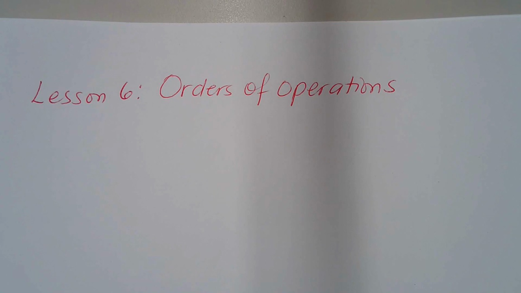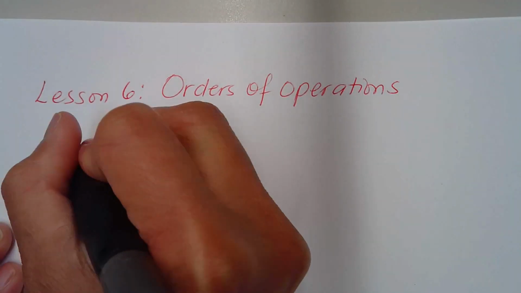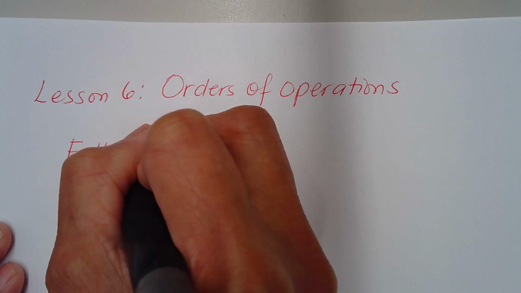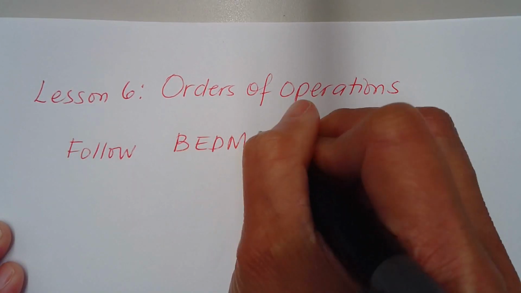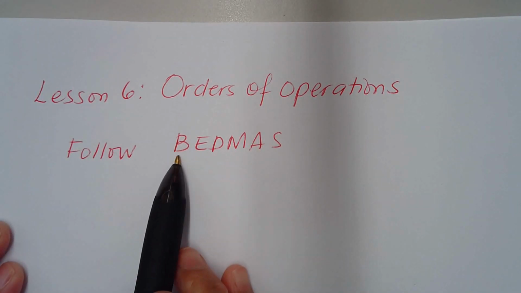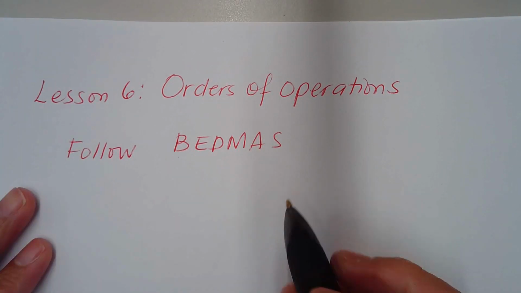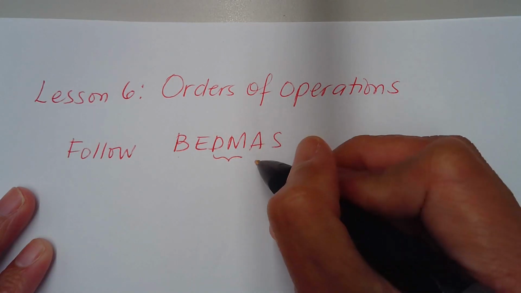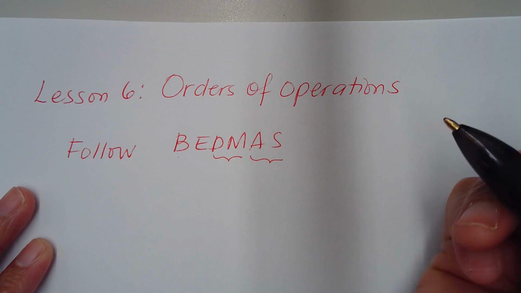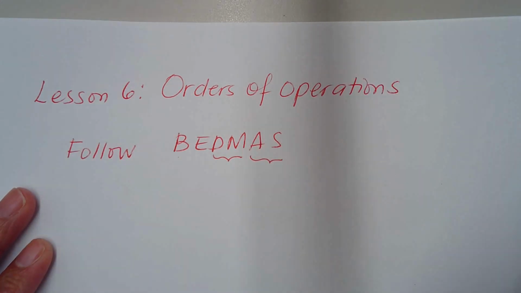Okay, so we are familiar with orders of operation, right? Because the order that we have to follow is this. We have to follow BEDMAS. Okay, so brackets and exponents. If you have division and multiplication, you do it from left to right. And then if you have addition and subtraction only, then you do it from left to right as well.